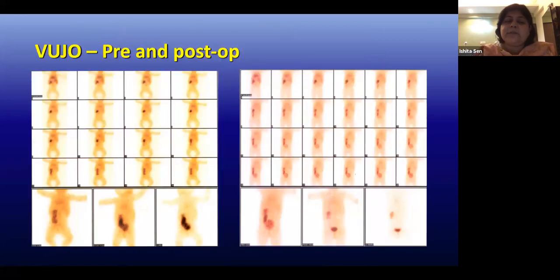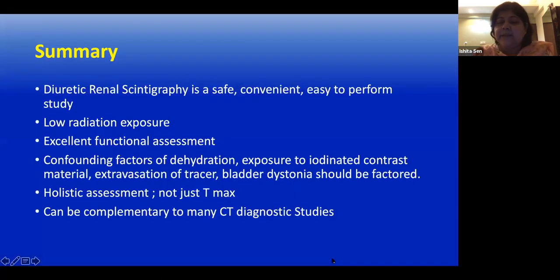Vesico-ureteric junction, VUJ, obstruction pre and post. Again, you can see that it clears from the kidney, but it is retained in the dilated capacious ureter. And post surgical reimplantation, you find that the ureter, although it is dilated, does not retain the tracer, and in delayed images, the tracer is excreted from the renal pelvis as well as the dilated ureter.